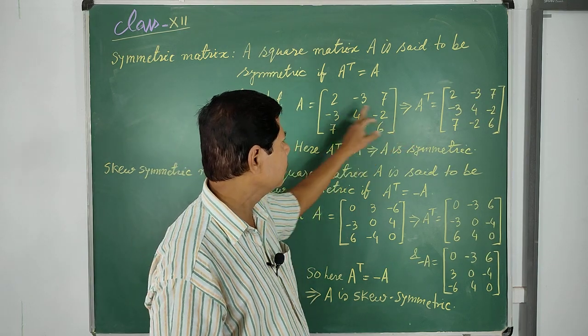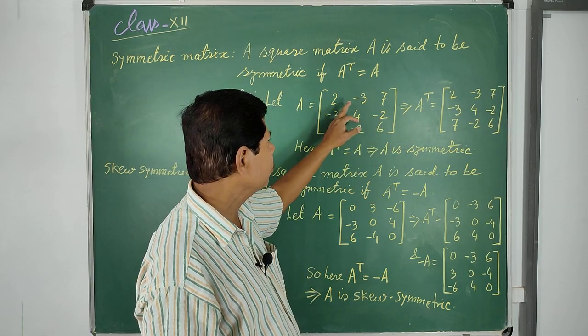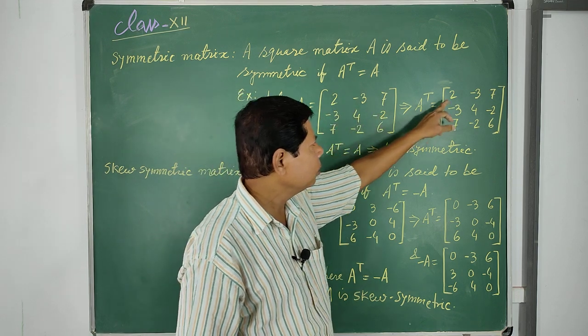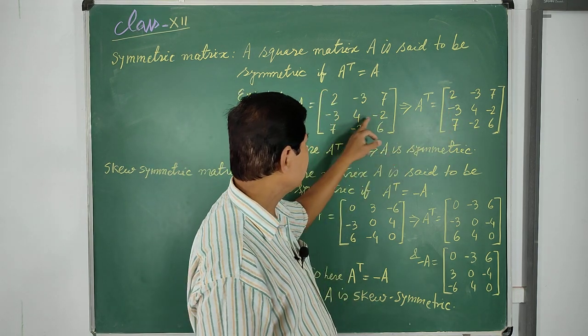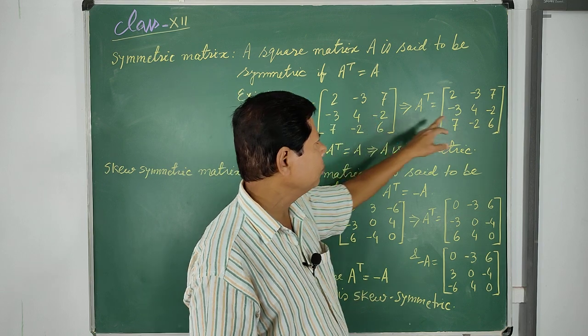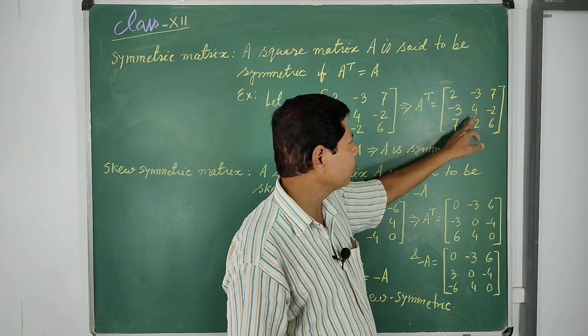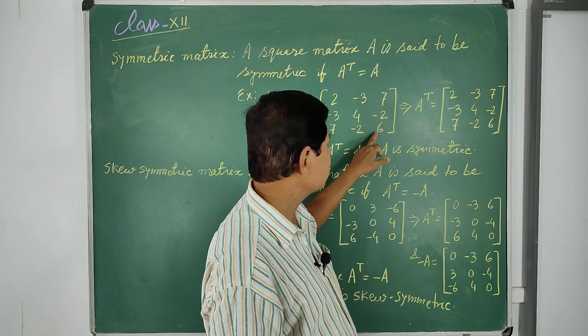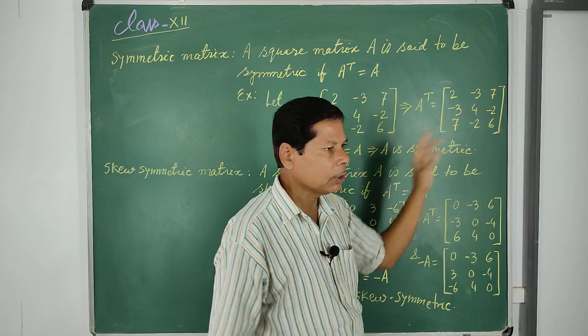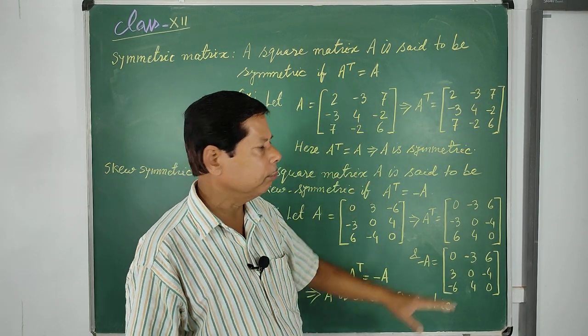A transpose equal to, see the first row 2 -3 7, 2 -3 7. Second row is -3 4 -2, then second column is -3 4 -2. 7 -2 6, 7 -2 6. So third row is changed into third column.